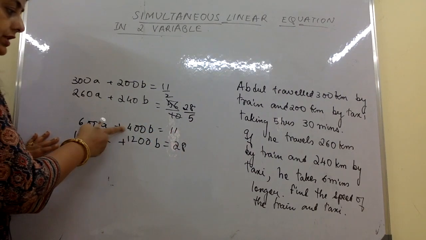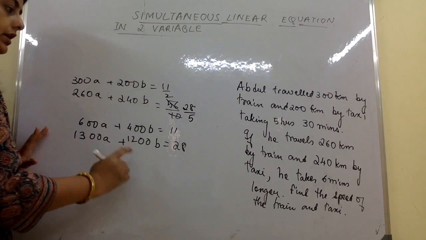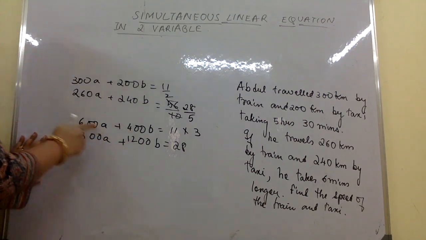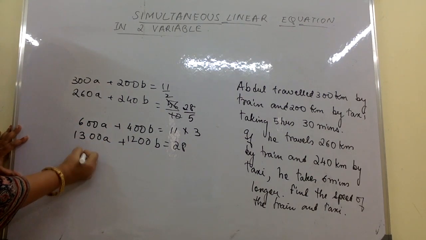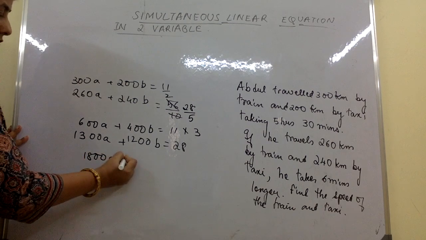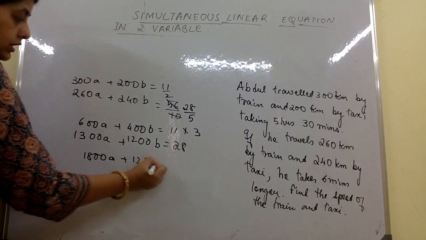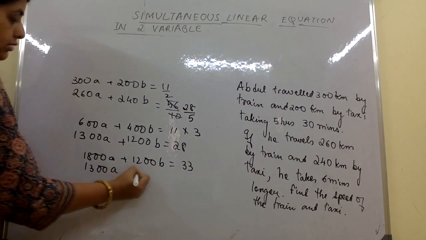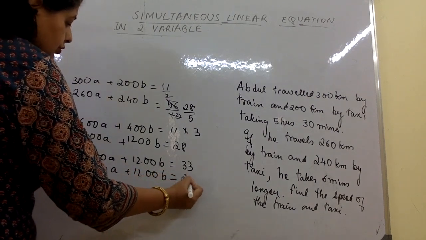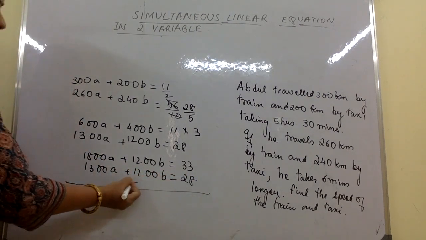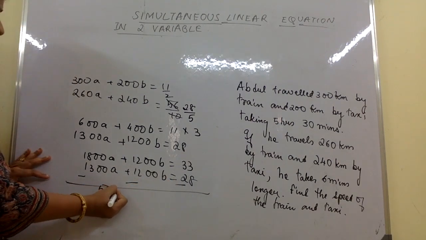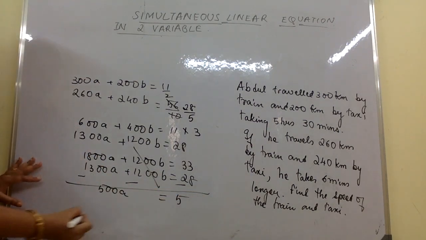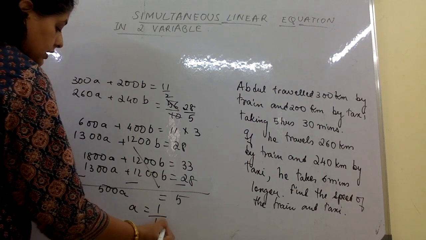Now if I just change this to 1200, I can do the sum. So I'll do one thing. I'm doing elimination, as you can understand. I can multiply this equation with a 3. So I get 1800a plus 1200b is equal to 33, and this is 1300a plus 1200b is equal to 28. Okay. Now if I subtract, I will get 500a, this is gone, that is equal to 5. Okay. So a is equal to 1 by 100.